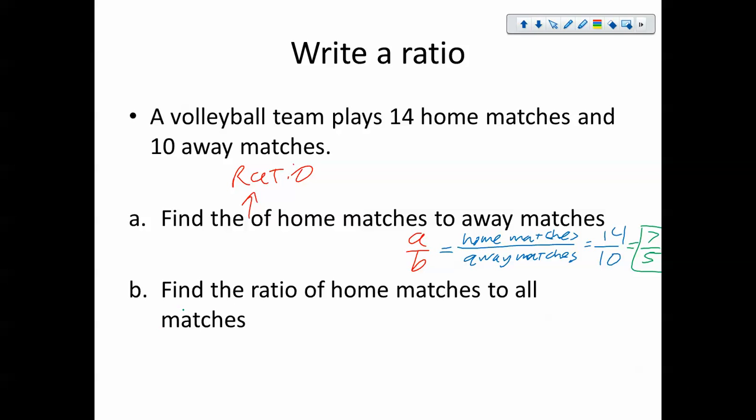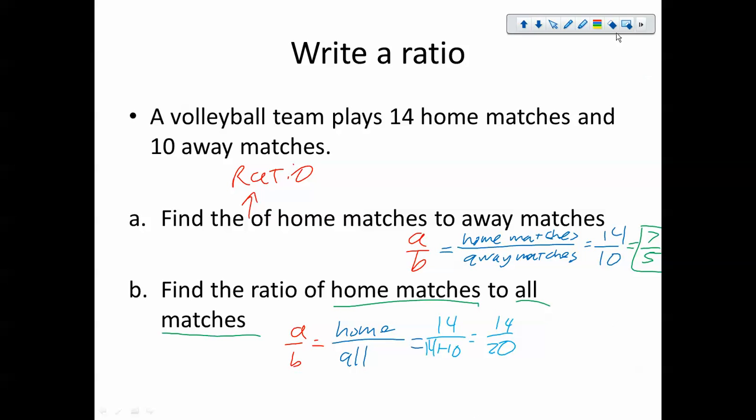What about this one? Find the ratio of home matches to all matches. Notice that that's a little bit different here. The ratio, again, is still A to B, but this time, we're looking for home matches to all matches. So how do we do that? Well, what are my home matches? Home matches are 14. All matches are the home matches plus the away matches. So that's 14 plus 10. So this is 14 to 24.